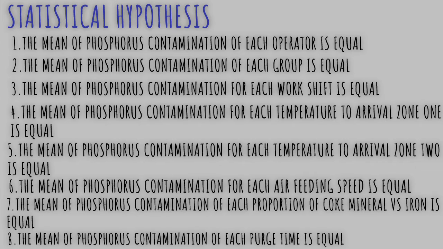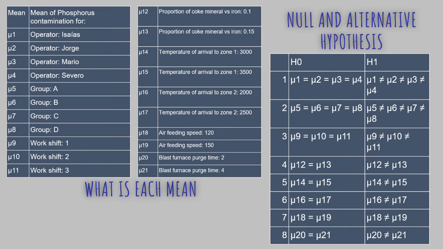And last, the mean of phosphorus contamination of each purge time is equal. For each statistical hypothesis, we have the respective alternative hypothesis, that is that they are not equal. Here we can see what each mean is and the null and alternative hypothesis.